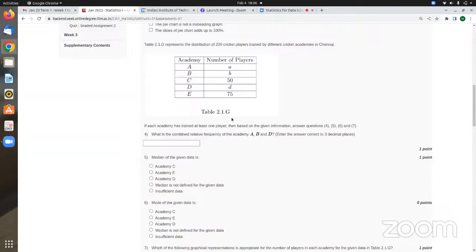So you can think about it now: whether A is greater, B is greater, 50 is greater, D is greater, or 75 is greater. We don't know the value of A, B, and D, so that's why it's confusing. That's the hint I gave you. There are a total of 200 players, and if you subtract 75 and 50 from it, A plus B plus D is equal to 75. If B and D were zero, then A could only be 75, right? But A and B are not zero. You understand now? Okay. Thank you, sir.